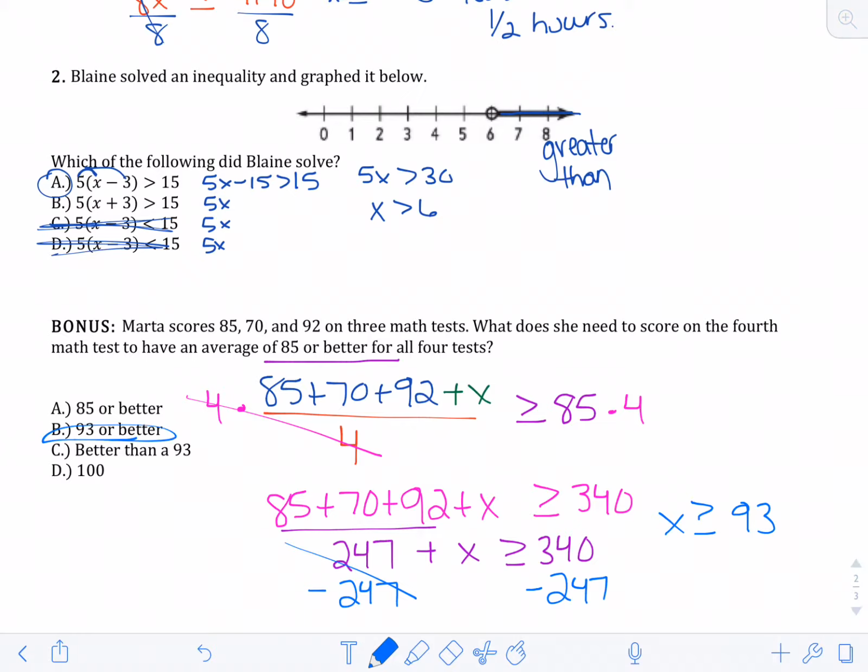Now, the reason why it's not answer C is because it says better than a 93, meaning she can't score a 93, but that's false. She actually can score a 93 to get her 85. So the answer then would be B as in boy, and that is it for those notes.